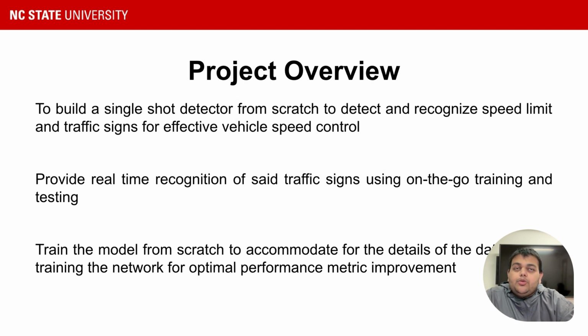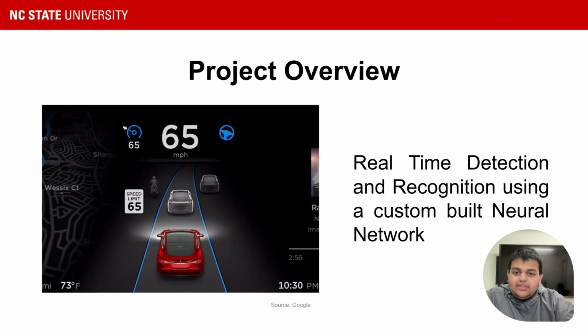We've tried to do real-time recognition of said traffic signs using training and testing, and we've used different metrics for comparing our results. We've taken some inspiration from how Tesla models its cars for autonomous driving. It works on a complex neural network that takes into consideration not only traffic signs and road signs, but also people walking around, road lanes, turns, and everything in the surroundings. We've tried to emulate that model in our project.